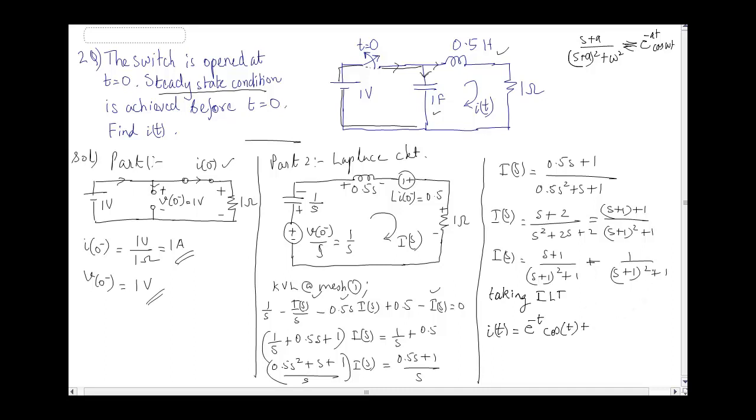Plus this is going to be sine, that means 1 divided by s plus a the whole square plus omega square is going to be e raised to power minus at sine omega t. So here I will write e raised to power minus t as common, times cos t plus sine t, u of t, omega is 1 here, which I can write as for t greater than 0, and that is the solution.